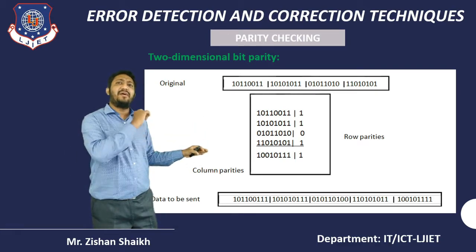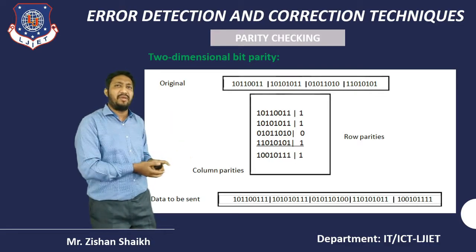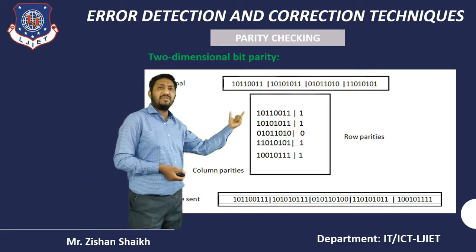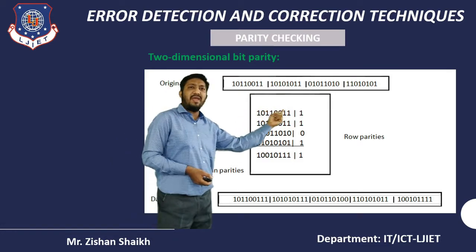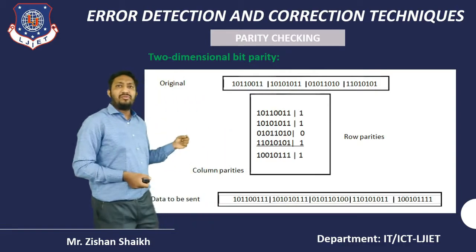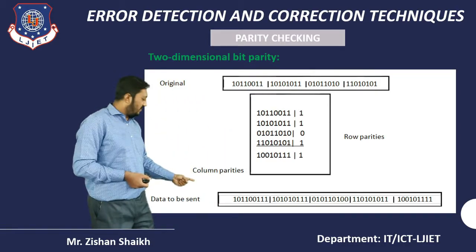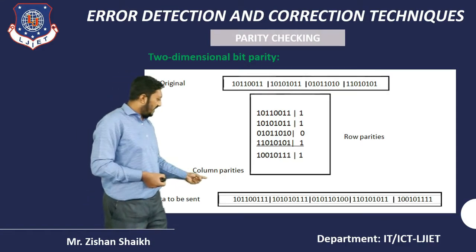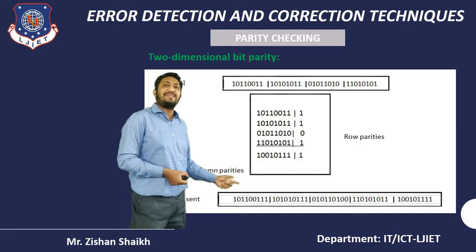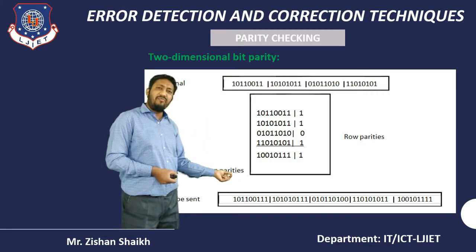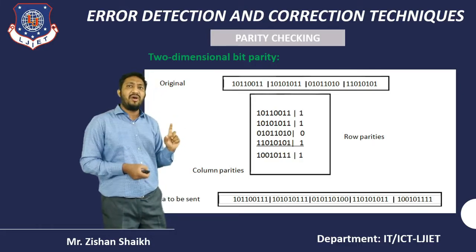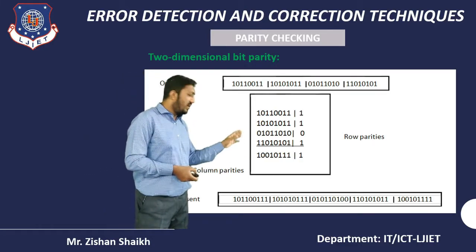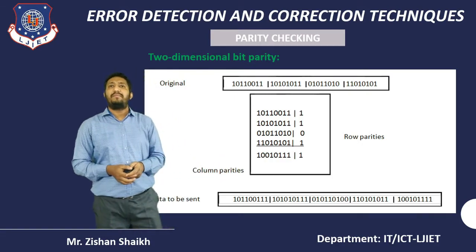When we are sending the data from source to destination, what happens here? First the data comes, and then we append our parity bits. So when we send the data, this is the data which we send to the receiver. That data contains the first 8 bits as the original data, and the last bit will be our parity bit. So I think all of you are now clear about the parity checking method.